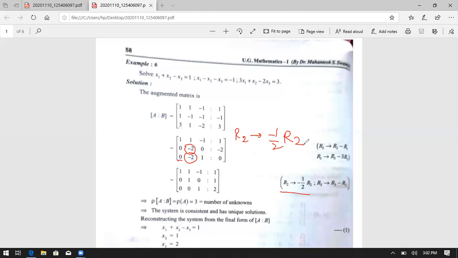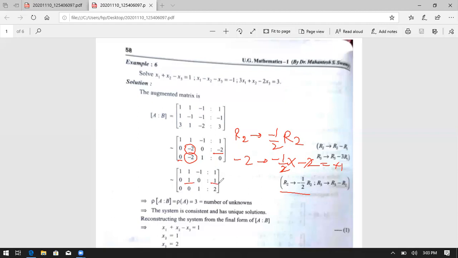See here, minus 2 is there. Minus 1 by 2 into minus 2: minus into minus is plus, then the 2 cancels, remaining 1. I write here 1. Next here also minus 2 is there. That is also the same, so I write here 1.